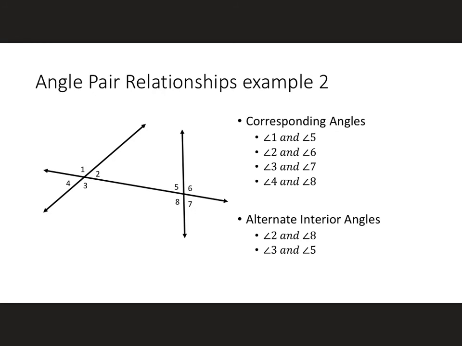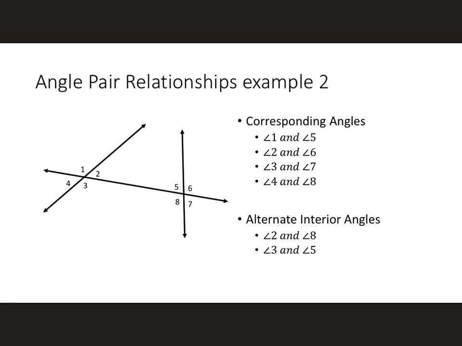Here we have another example of angle pair relationships. This time, the two lines are clearly not parallel. In fact, they intersect if we just extended them a little bit more. But we still have the same angle pair relationships. We now know that they are not going to be congruent or supplementary to each other.